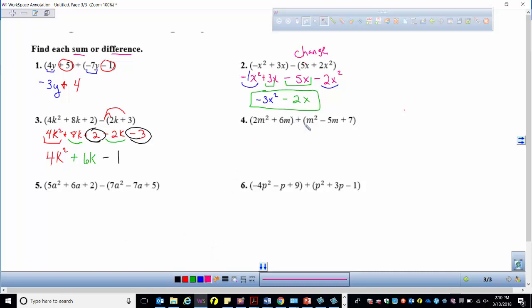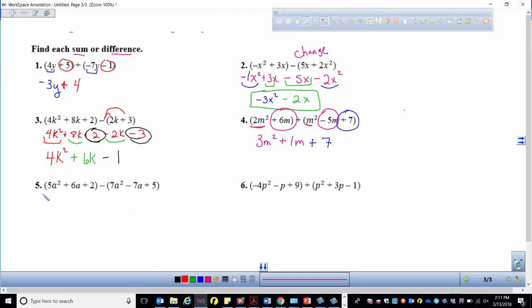All right, let's look at the next one. This one is a plus, so it makes it easier. We don't have to change anything. So I have 2m squared and 1m squared. So 2 and 1 gives me 3m squared. Then I have 6m minus 5m. So 6 minus 5 gives me positive 1m. And then the last thing I have doesn't have anything to go with, so I just copy it down, plus 7.